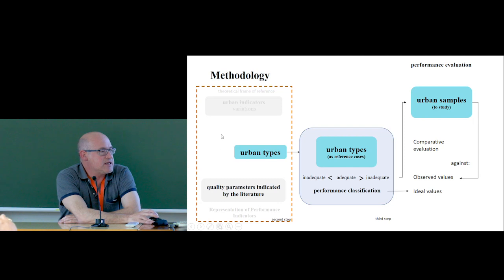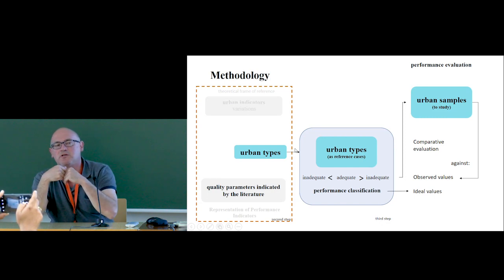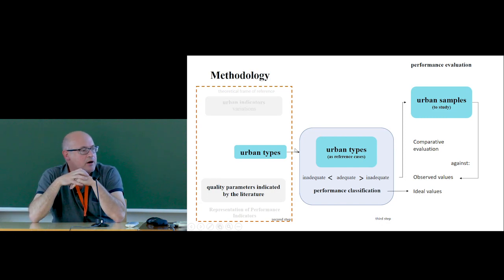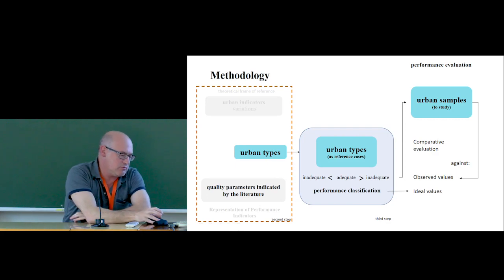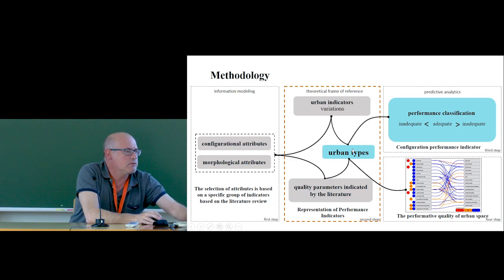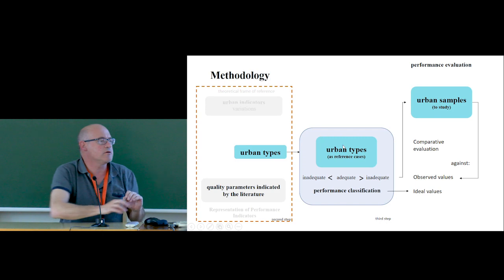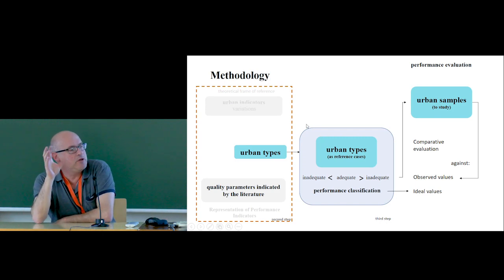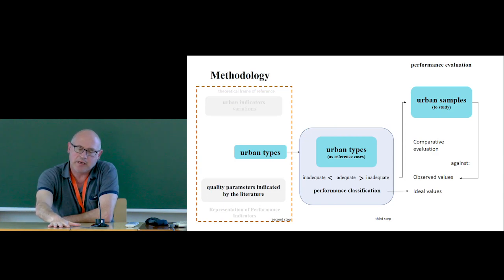So, as I said, at a certain point, to reach the values, we should take certain urban types as reference cases. We use two types of urban samples to work with. So one of the things that Samira wanted to study and to work with was some urban samples from Recife. And she wanted to do this kind of analysis.